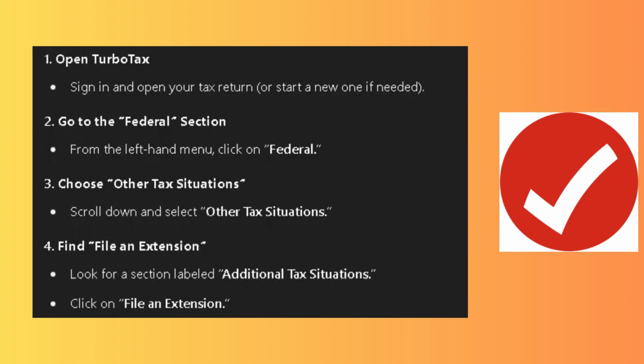Go to the Federal section. From the left-hand menu, click on Federal. Choose Other Tax Situation. Scroll down and select Other Tax Situation. Find File as Extension. Look for a section labelled Additional Tax Situation. Click on File an Extension.